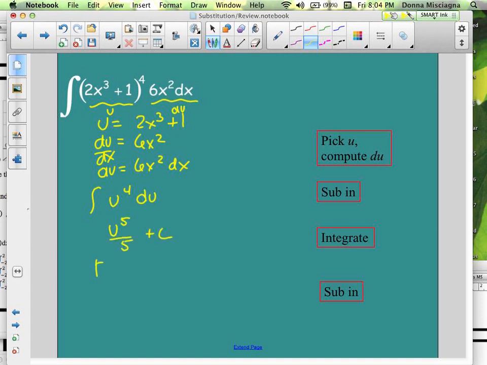All you've got to do now is replace that u with what u stands for. 2x cubed plus 1 to the 5th power divided by 5 plus c. Just that easy. So that's why substitution is such a great tool. It makes a very difficult integral super easy, right? And then we just integrate and replace. Okay. Let's look at another one.